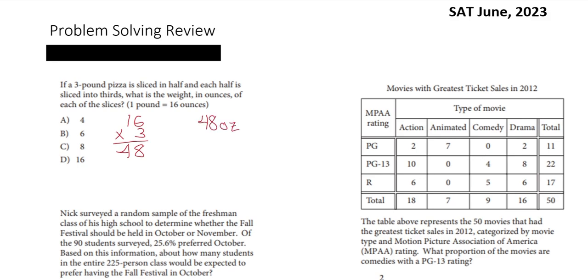And first it says that the pizza is split in half. So we're going to divide this by 2. 48 divided by 2 is going to give us 24 ounces. And then it says that each half is split into thirds. So that means we're going to divide 24 by 3. And this will give us a weight for each slice of 8 ounces, which is answer choice C.